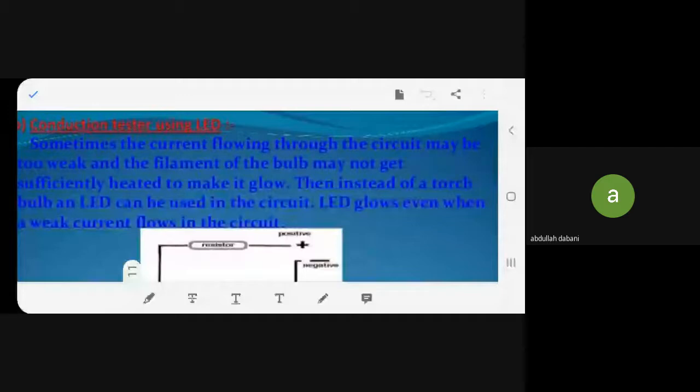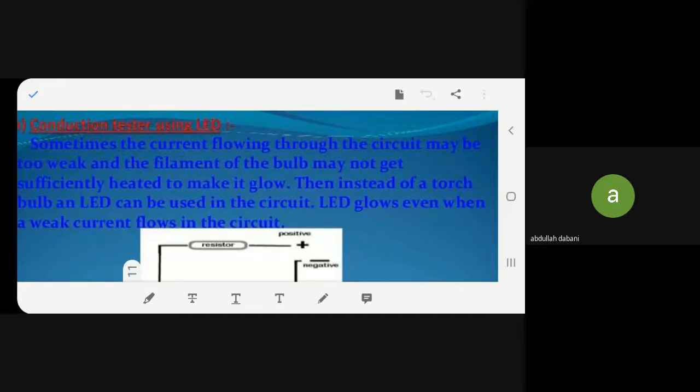What have you understood from this, beta? Are you aware of LEDs? Yes. So what is the function of LED? First of all, whenever there is a weak current, we can see the bulb glowing. Whereas in other bulbs, if there is a weak current, the bulb does not glow because the filament does not get heated up, isn't it?